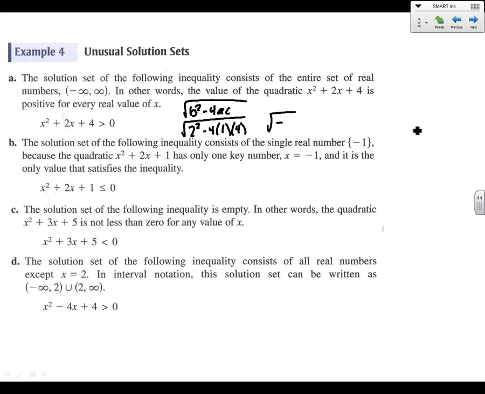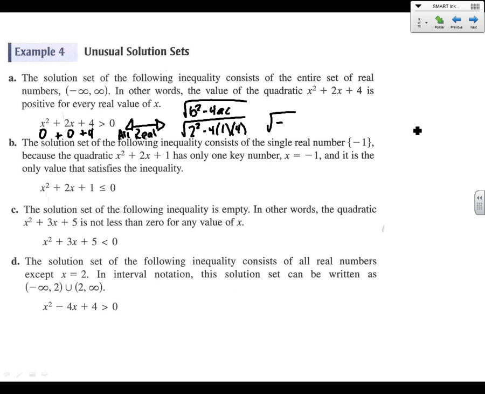So the point here is that there's nothing to test in terms of regions. It's either all or nothing. So we're just going to pick any number we want. How about 0? It's the easiest number there is. And see if it works or not. 0 plus 4 is greater than 0, which means that no matter what number you plug in, it's going to work. So our answer here would be all real.